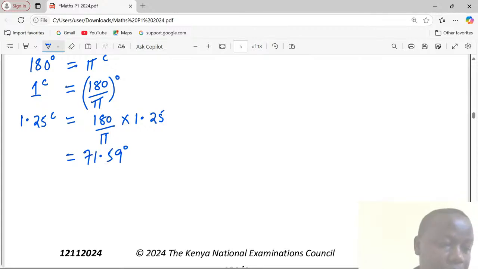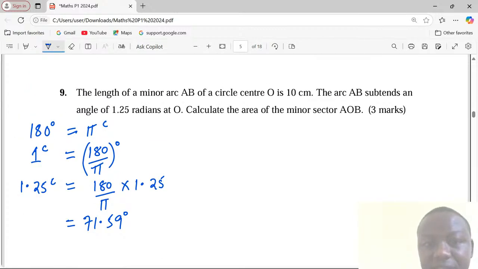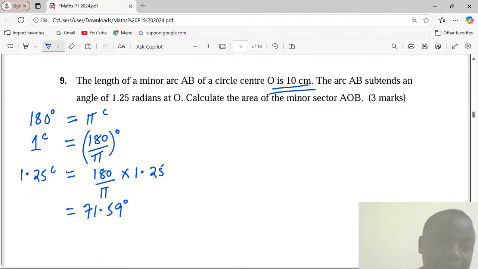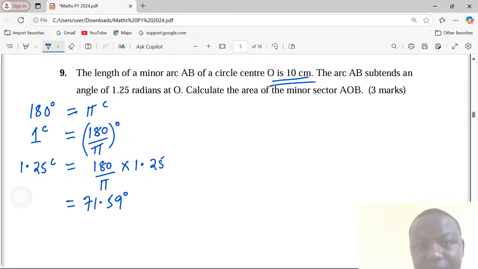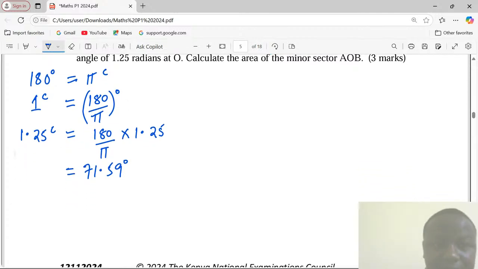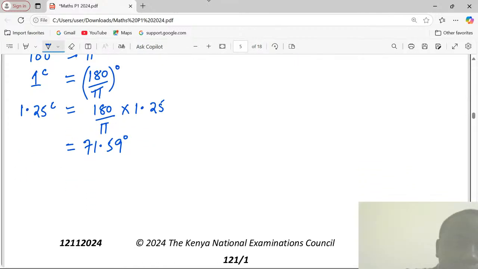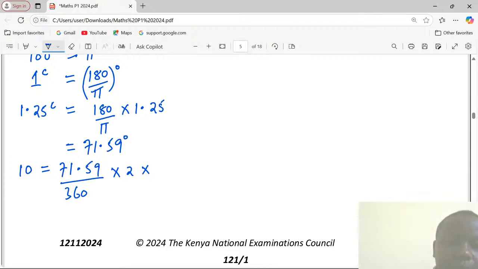Yeah, 71.59. Now with the angle, and we are having the arc length, then we can find the radius of the circle, whereby arc length is usually given by theta over 360 times 2 pi r. R is unknown.